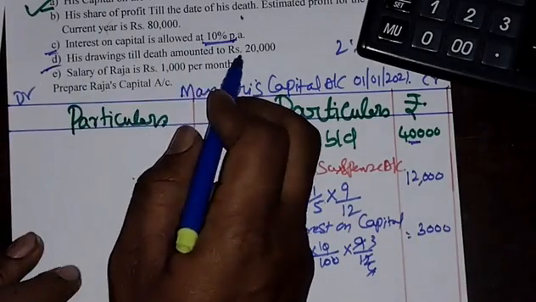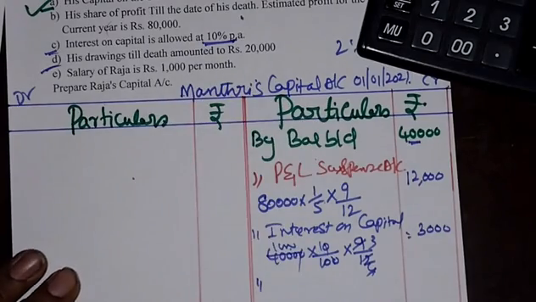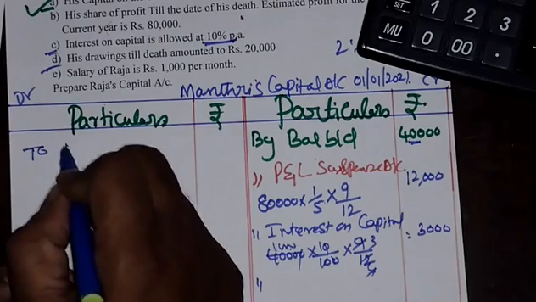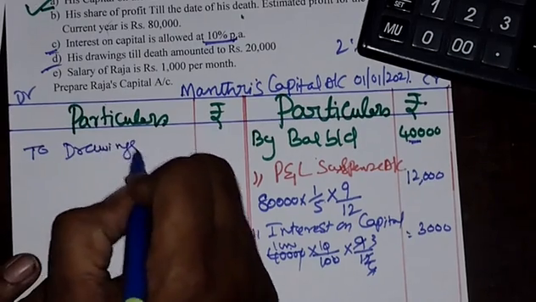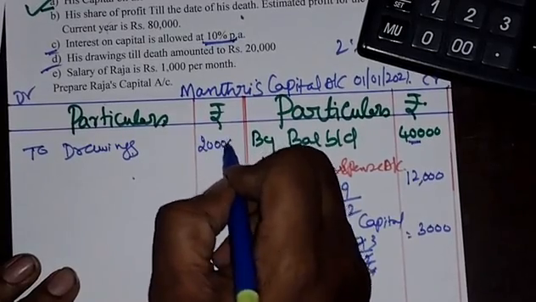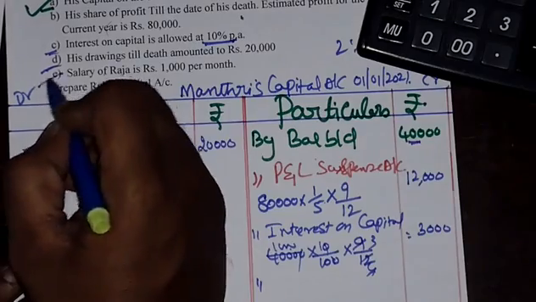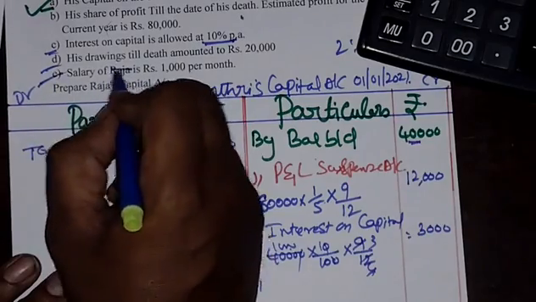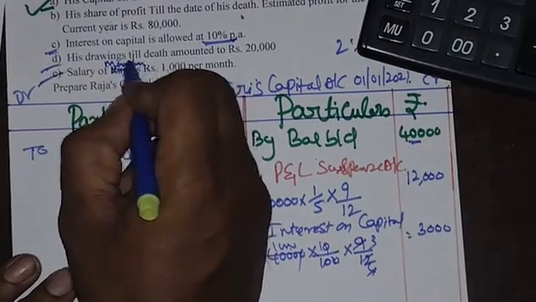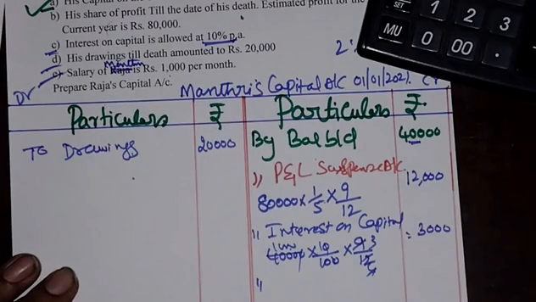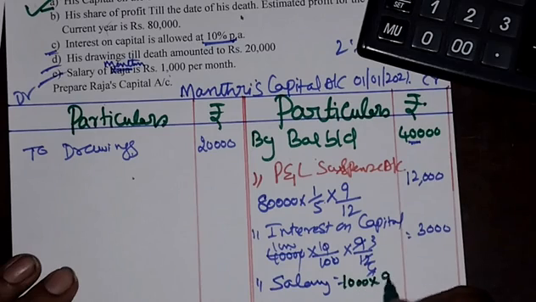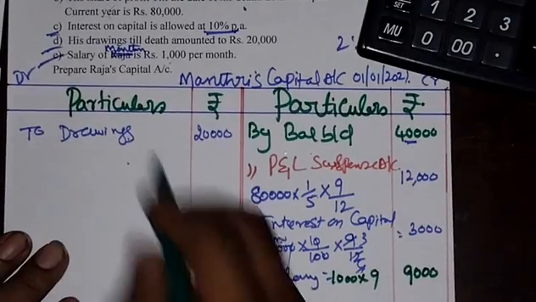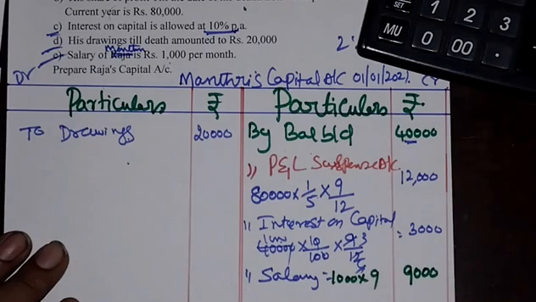His drawings till the date amounted to rupees 20,000. Drawings amounted to rupees 20,000. And point E, it is given salary monthly. Salary monthly rupees 1,000 per month. So therefore salary is equal to 1 month it is 1,000. He survived for 9 months. Therefore you get 9,000. That's it. 5 points it is given. 5 points it is over.